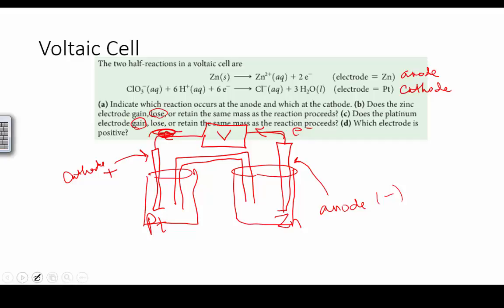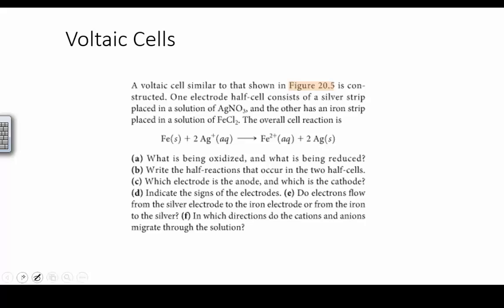Okay, so we'll look at another example. So we have another voltaic cell, and this is my chemical reaction. They give me the entire overall. I'm going to have to split it down. They want to know what's being oxidized, which is being reduced. I have to write the two half-cell reactions. I'll draw my picture, figure out which is the anode, which is the cathode, and indicate the signs, and figure out where the electrons flow.